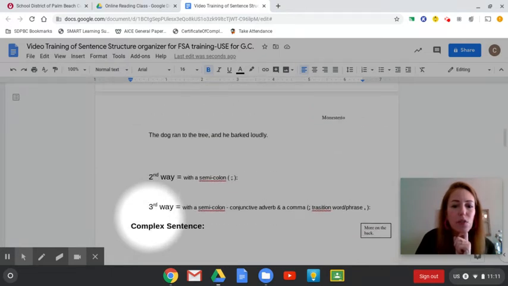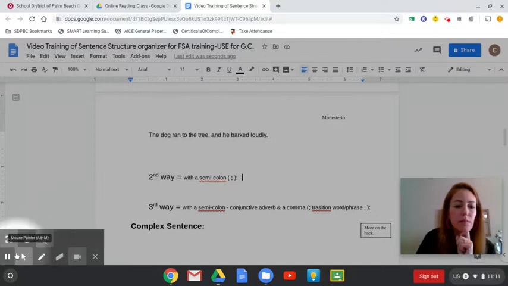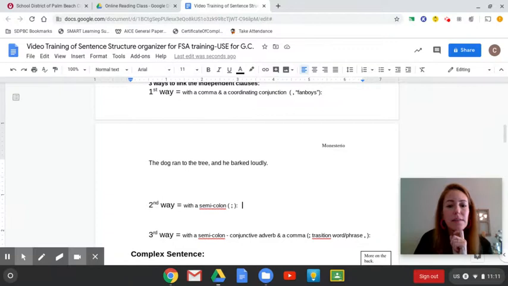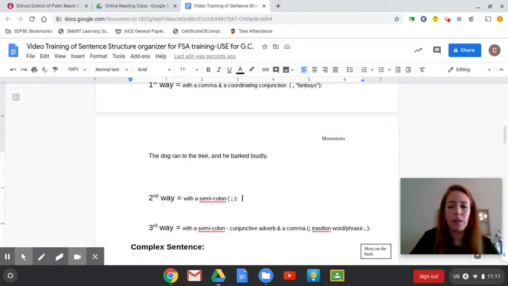So let's go back up to the second way to link a compound sentence. All right, let me take this pointer off. Okay, second way to link a compound sentence is linking two independent clauses with a semicolon. So let's do it. The dog ran to the tree. Let's write it. Why is mine not writing? Oops, I got capitalized. It's the beginning of a sentence. The dog ran to the tree.